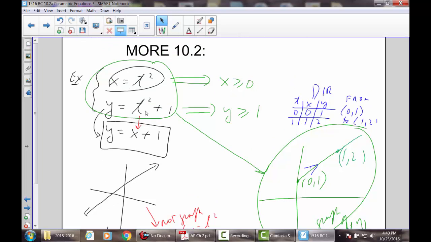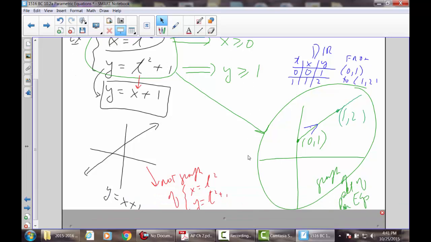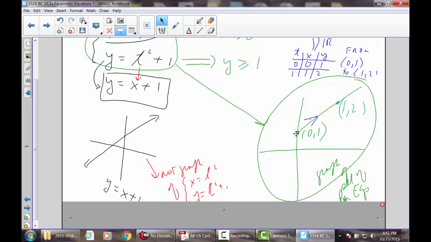You've got to go back to the original and realize that since x is equal to the square of t, x will be greater than or equal to 0. Since y is equal to the square of t plus 1, the smallest thing this could be would be 0, so the smallest thing y could be would be 1. So you will start at the point 0, 1 and only go to the right of 0 and above 1. In other words, it's only that portion of the line.